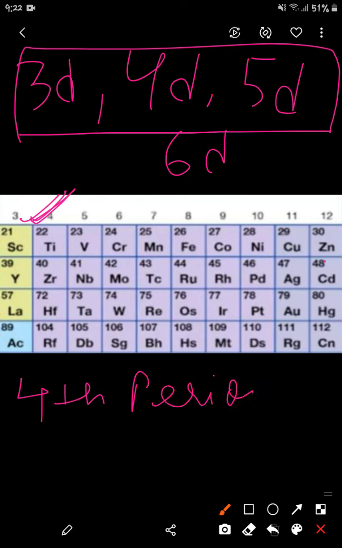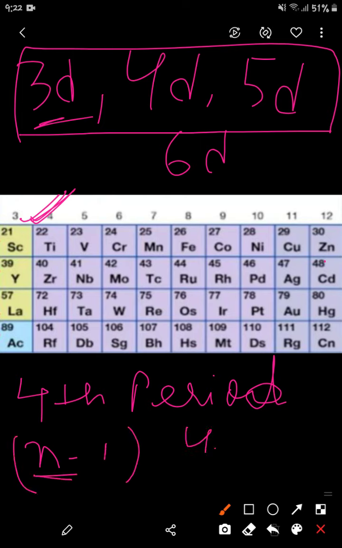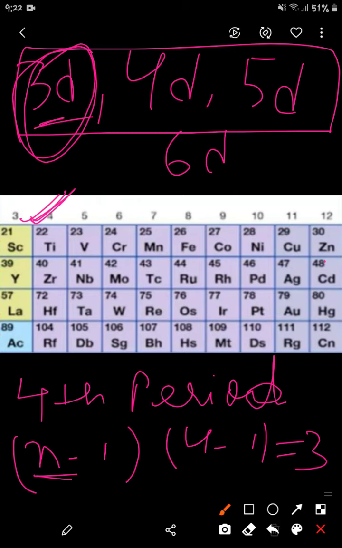Now the period is 4th, but the name is given 3d. You must know that here n minus 1, the penultimate shell, is being filled. So n is 4, and 4 minus 1 is equal to 3. On this basis, this first series is known as the 3d series.